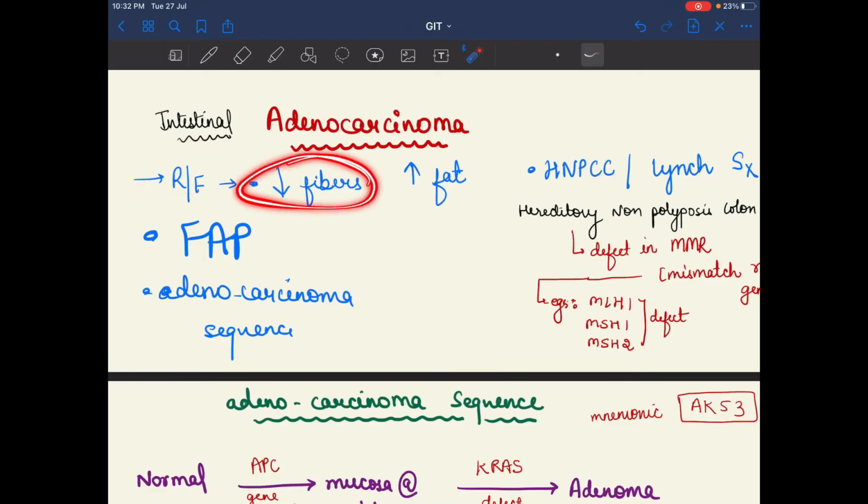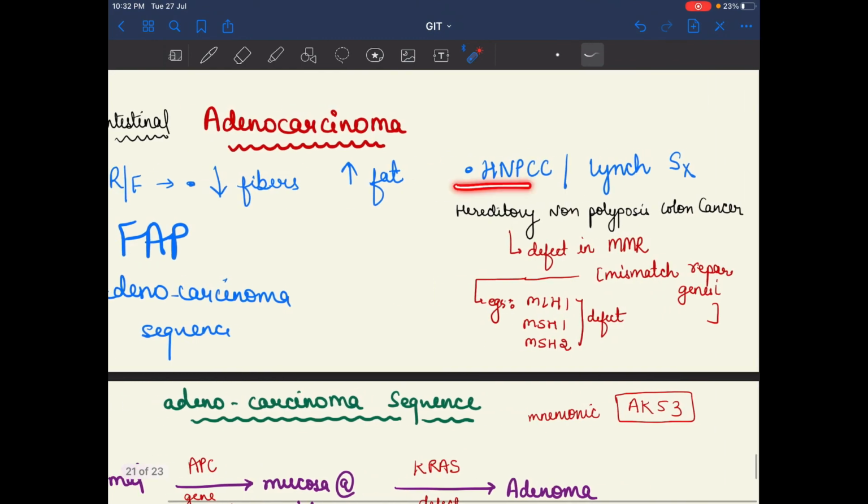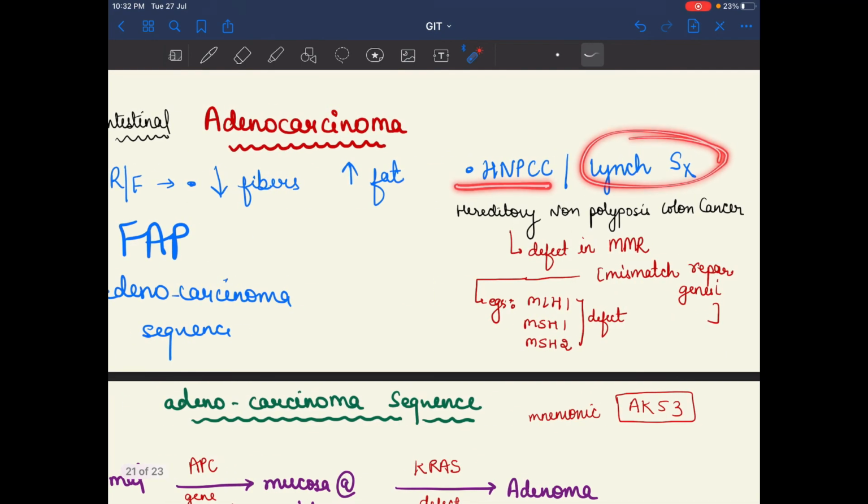So the risk factors were a decrease in intake of fibers in the diet and increased fat, or familial adenomatous polyposis, or adenocarcinoma, or HNPCC, or we can say Lynch syndrome. HNPCC or Lynch syndrome, hereditary non-polyposis colon cancer.